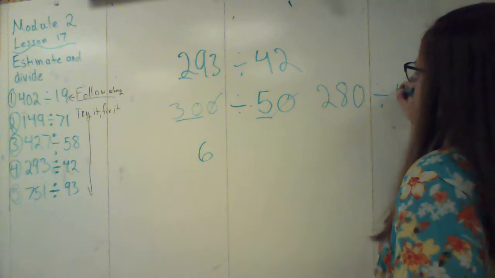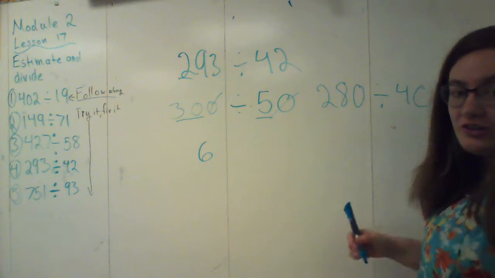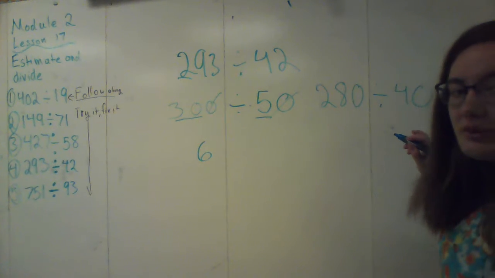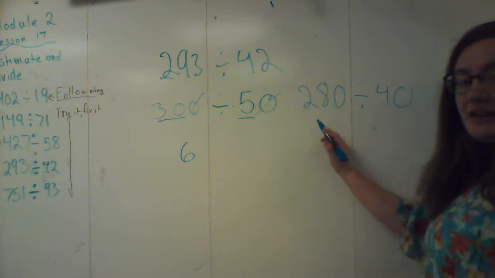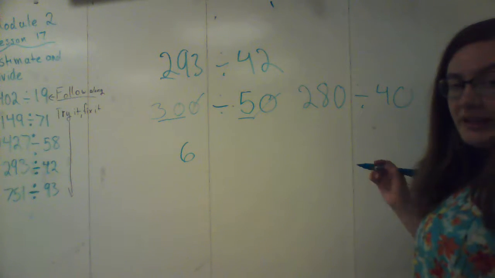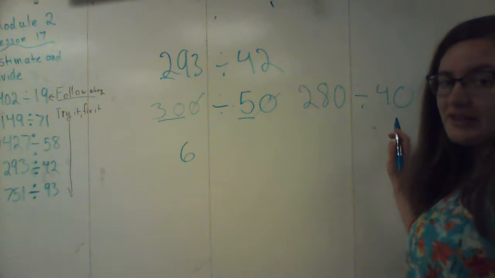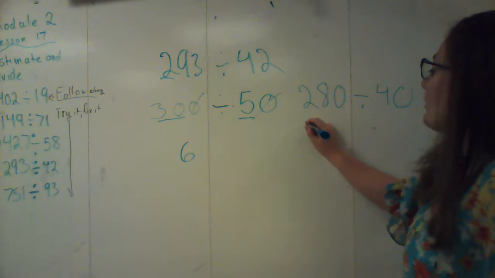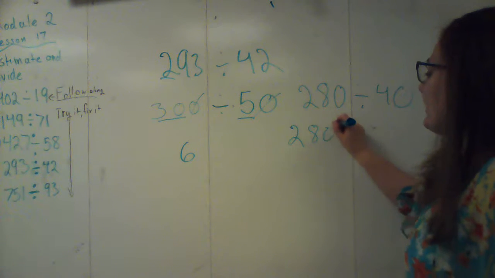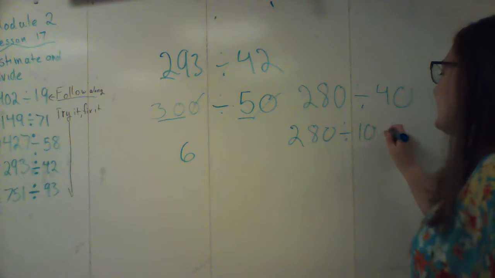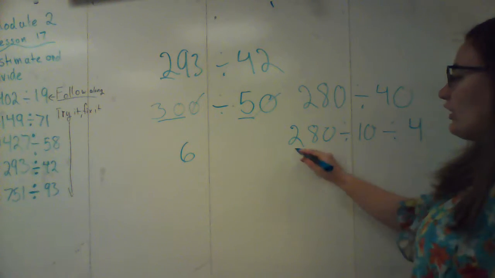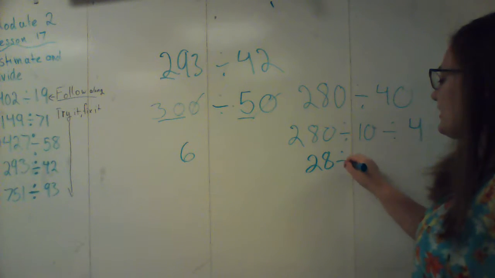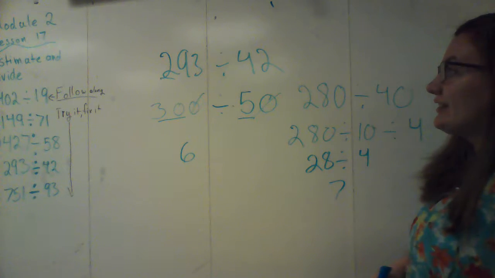280 divided by 40. I could also do that, and I'll show you the way that we learned yesterday to solve division problems. The reason why I picked 28 and 4 is because 28 divided by 4 is 7, or 4 times 7 is 28. So that's another factor. So what I'm going to do is write 280 divided by 10 divided by 4. So 280 divided by 10 is 28, and 28 divided by 4 is 7.